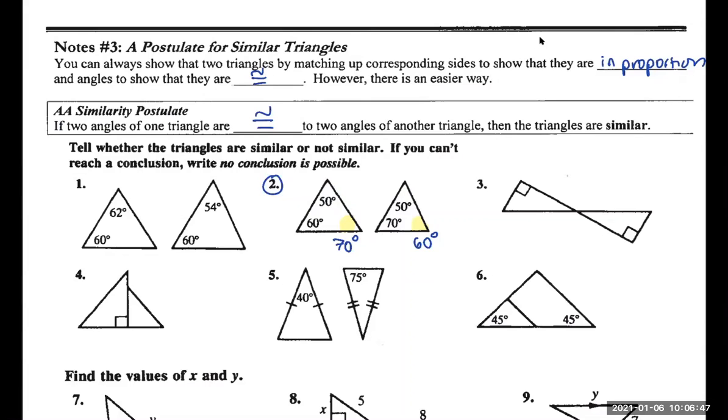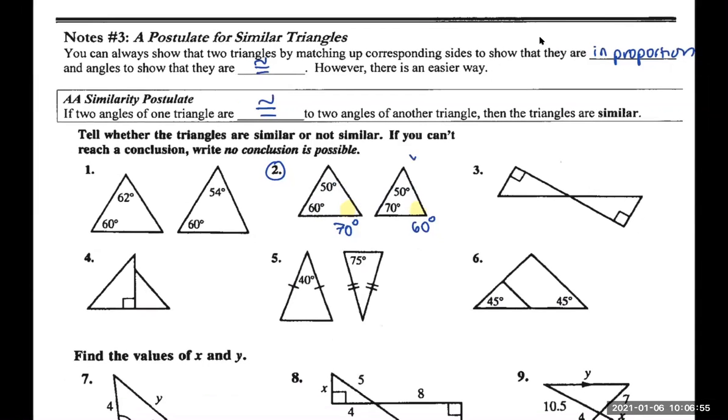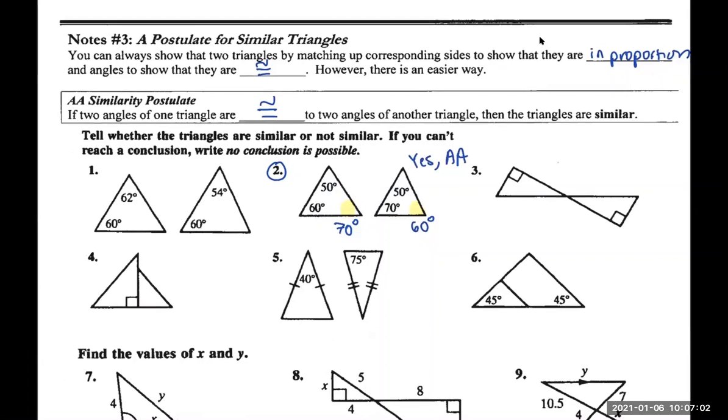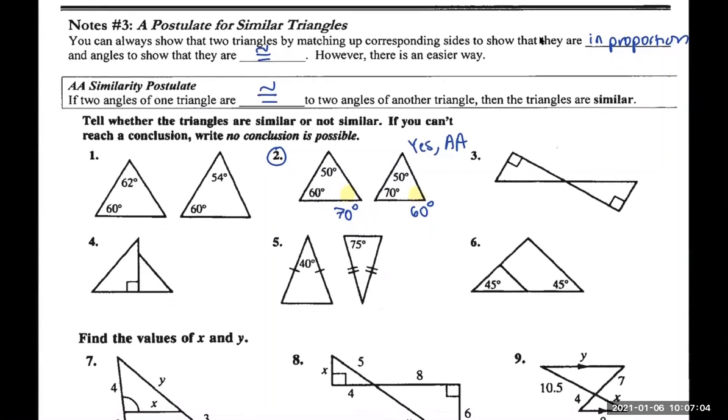And so at the minimum, all you guys need is two angles. So technically we could have stopped here after we found the 70 and we saw that it matched with this one. We could say, yes, we have enough information. They are similar by AA. Okay, and so that's going to be your justification for it is angle-angle.